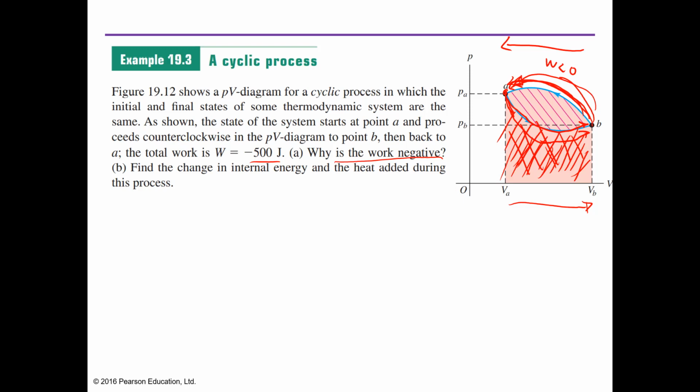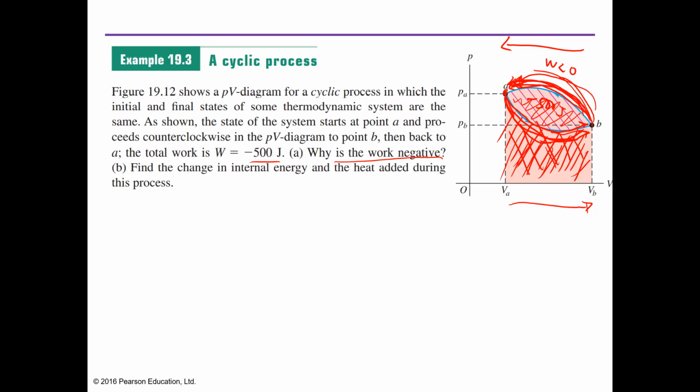Compared to the area covered below, this one is negative, then plus positive here, what remains is a small area. This is negative 500 joules. Okay? Negative because, take note, the path from B to A covers a bigger area. Okay? So that is why your work is negative.